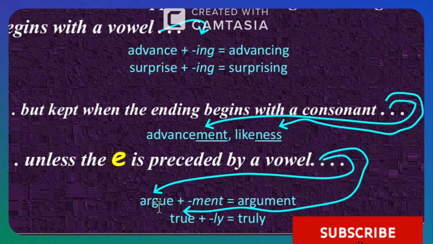For example, argue. We have the word ending in E. Before E, we have U. U is a vowel letter, okay? In here, when you're adding another suffix, you have to drop the E. Argument, okay? Argument. True, truly.